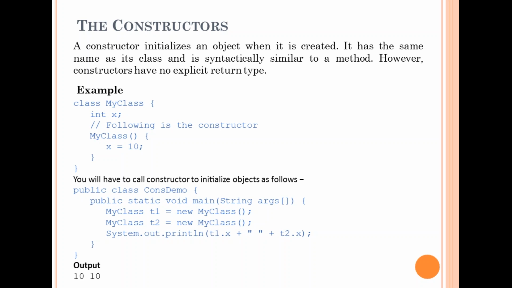You will have to call the constructor to initialize objects as follows. In MyClass, we have int x, and MyClass() { x = 10; }, which is a constructor. Then MyClass t1 = new MyClass(); MyClass t2 = new MyClass(); System.out.println of t1.x and t2.x returns the value 10 for both.